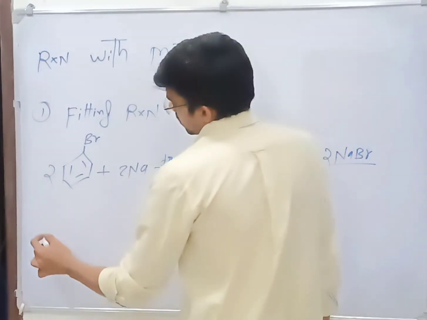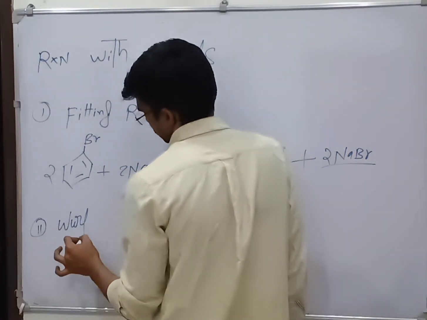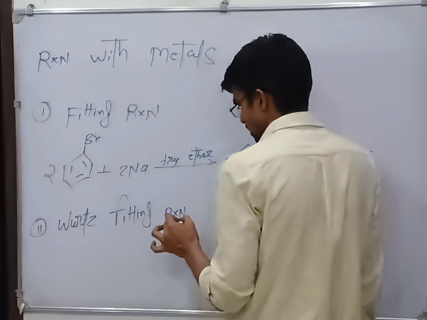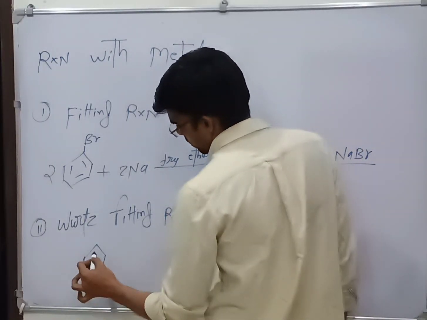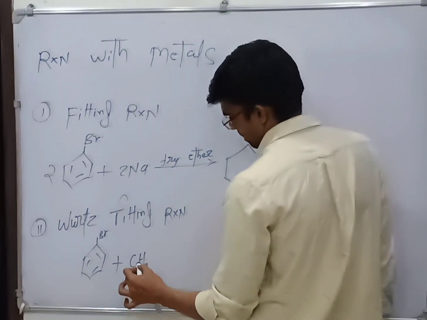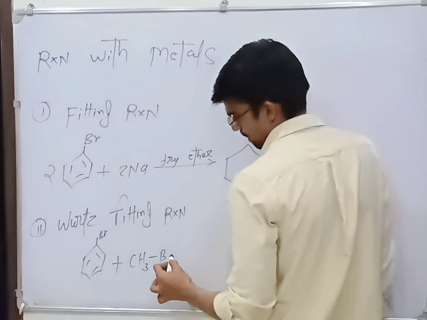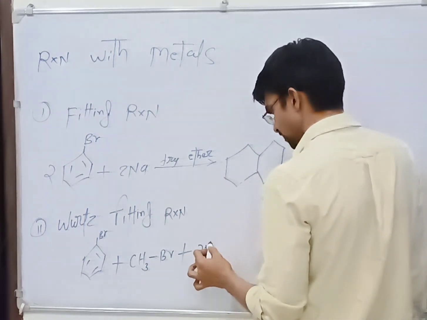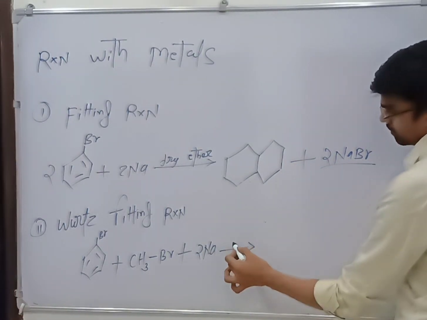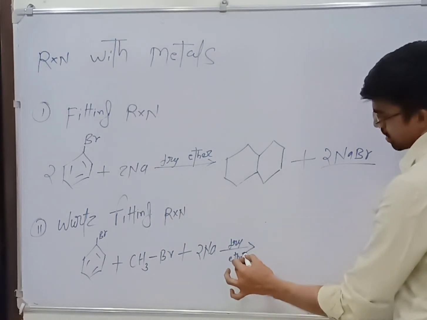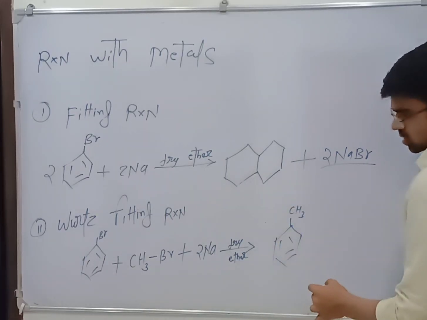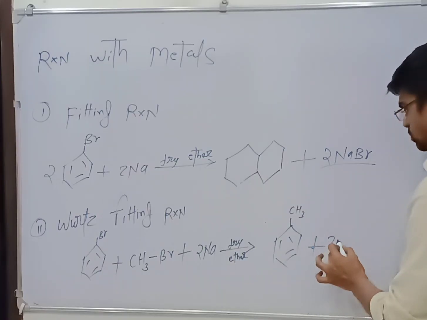The next is Wurtz-Fittig reaction. In the Wurtz-Fittig reaction, we take the haloarene plus haloalkane and react it with sodium in the presence of dry ether. So it will form hydrocarbon plus 2NaX.